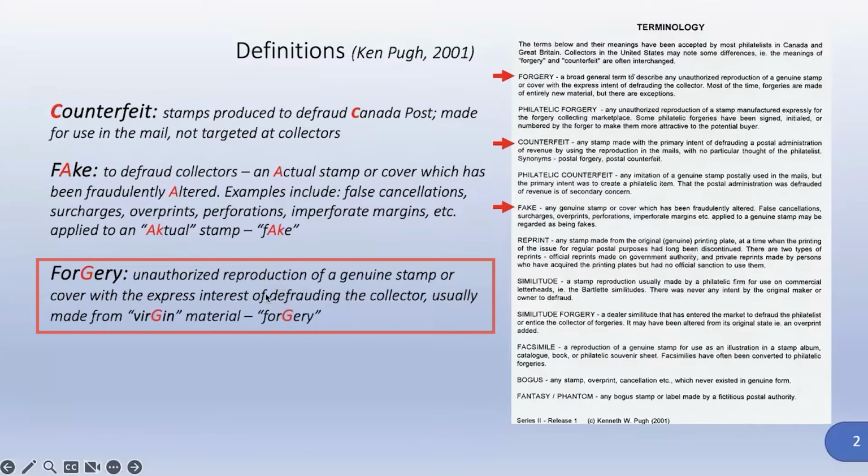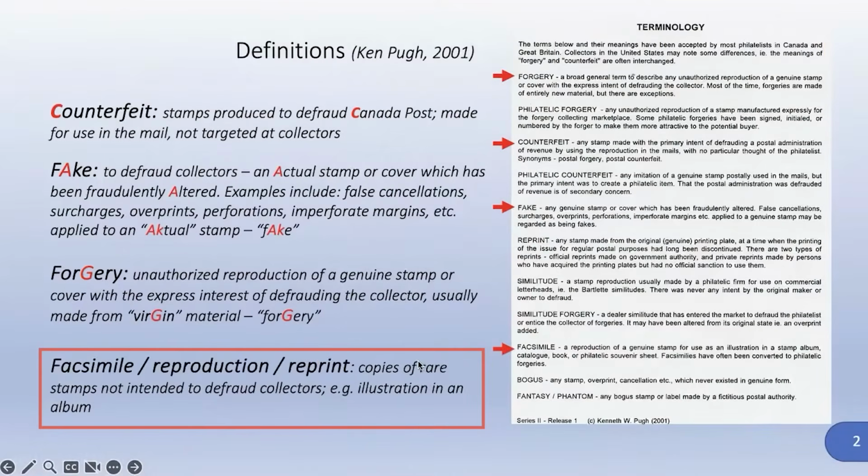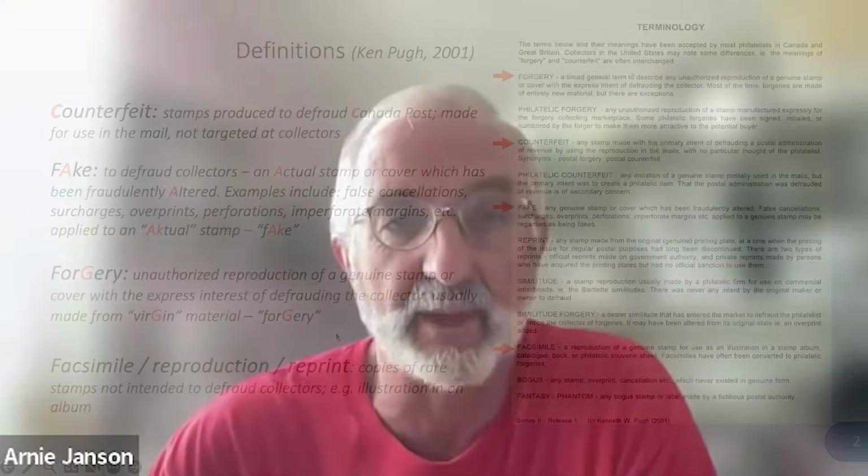A forgery is an unauthorized reproduction of a genuine stamp with the express intent of defrauding the collector, made from virgin material. There's the G. Forgery is virgin material, new paper, basically. Facsimile, reproduction, reprint are basically just copies of rare stamps. They're not really of significant interest to collectors. We get them, but they're not really of any importance generally.